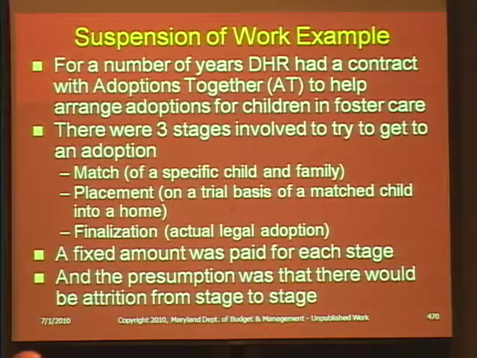There were 3 stages involved in trying to get an adoption. A match, that's where you match a child with a family. Placement, where on a trial basis, a child actually starts living with the family. And then finalization, which is the legal adoption. And the way DHR bid this contract, there was a fixed amount paid for each stage. The vendor would get so much for a match, so much for a placement, so much for a finalization.